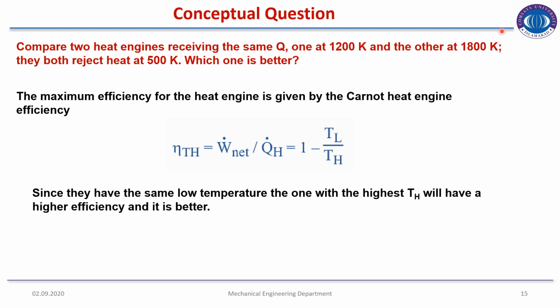So a heat engine that has a source temperature of 1800 has higher efficiency and it is better.